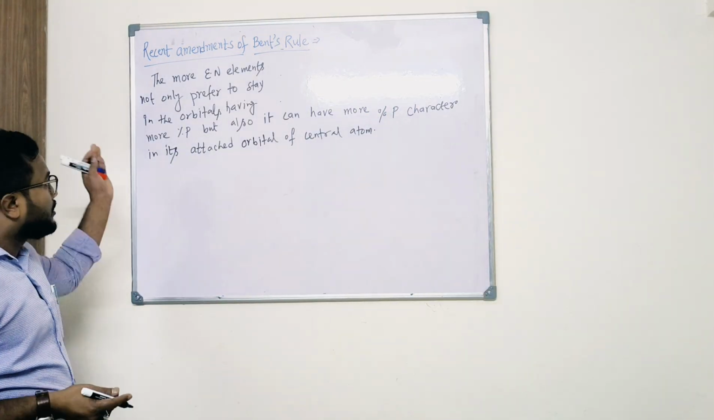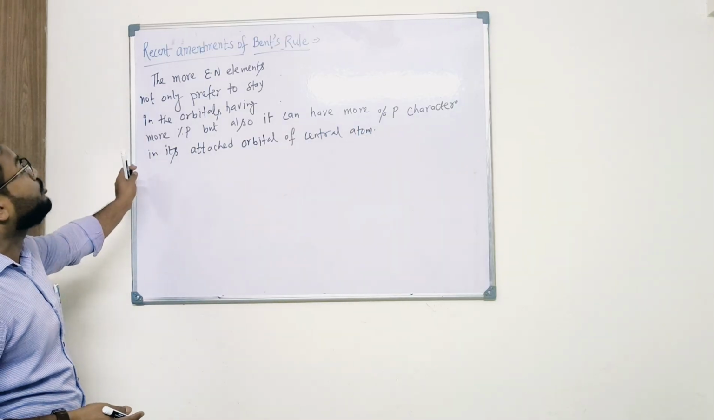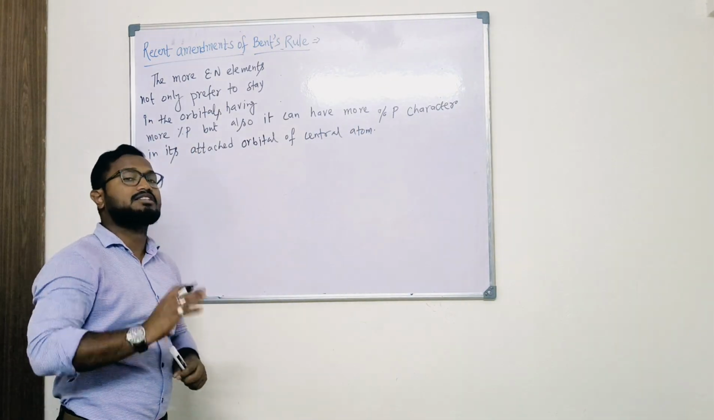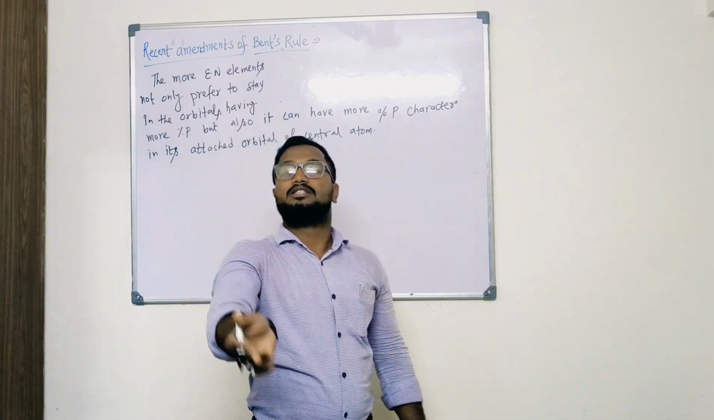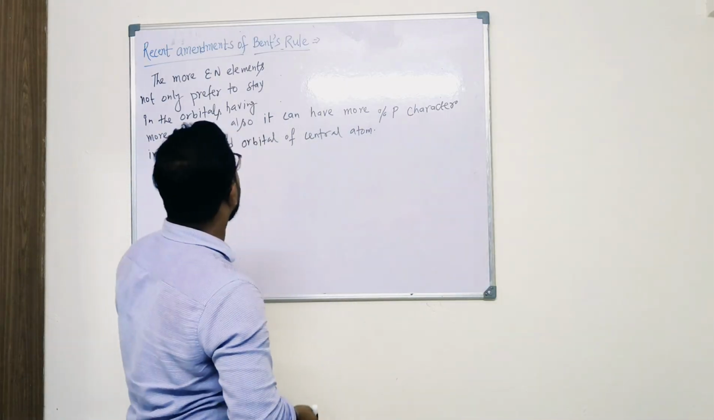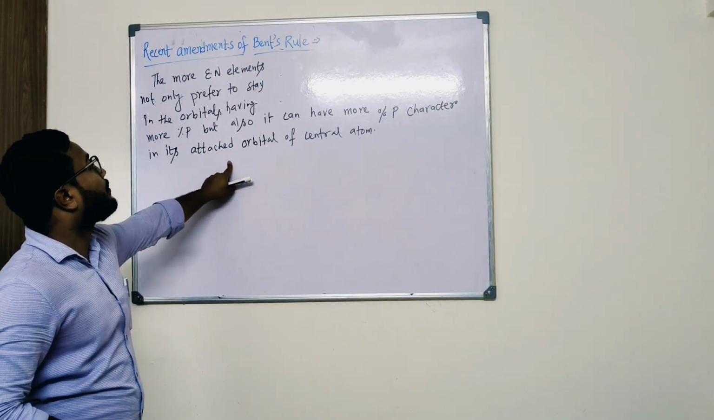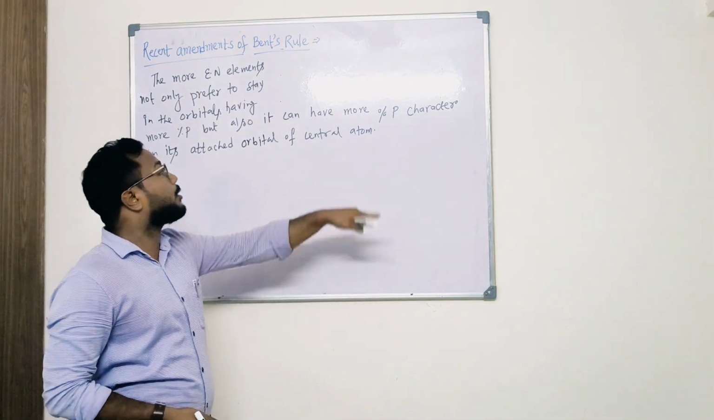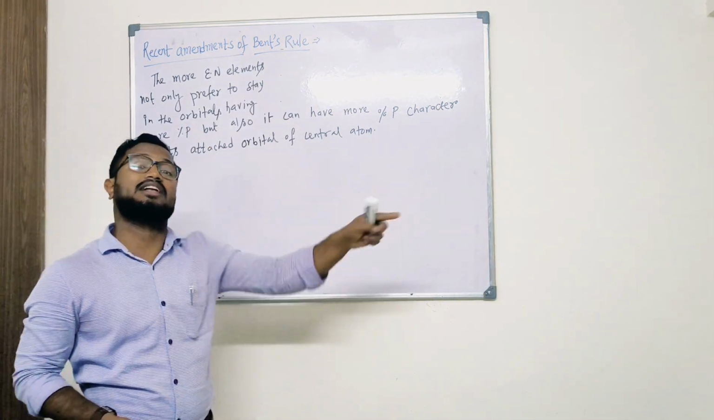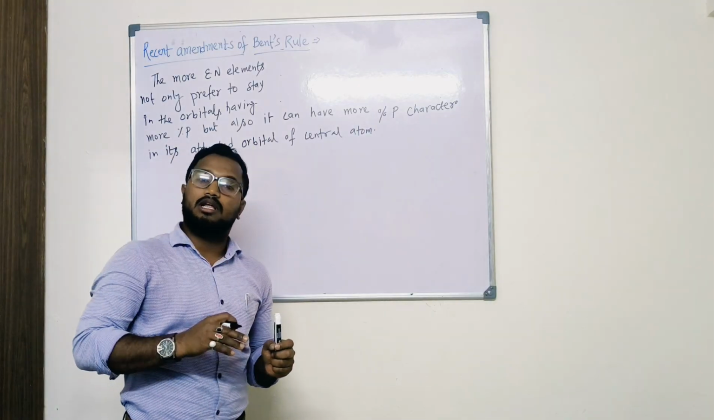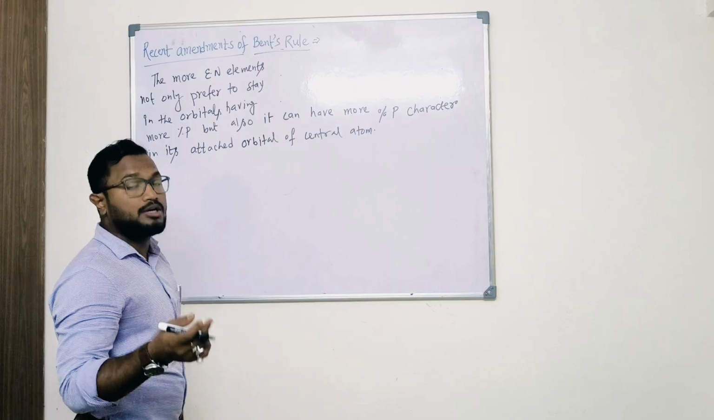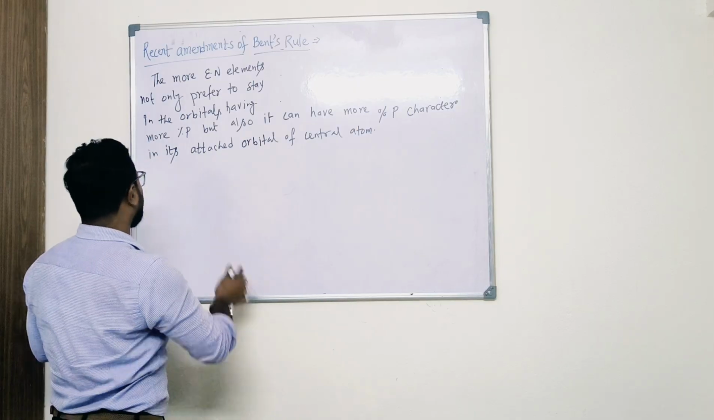What is it? Means more electronegative atom that not only prefer to stay in the orbitals having more percent p. For example, sp3 we have taken. Here percent p is 75%. So it will not only prefer in the orbitals having more percent p, but also it can have more percent p character in its attached orbital with respect to the central atom. Now let's see for which elements it is applicable, for which elements it is not applicable.